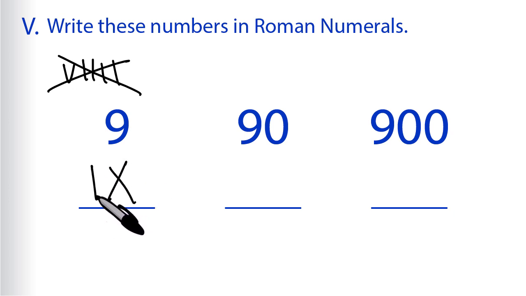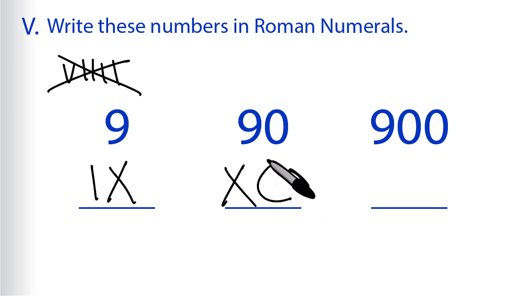And since the I comes before the X, and it's a smaller value than the X, it means we subtracted from the X. So it's 1 less than 10, which is 9. And then for 90, we do the exact same thing, but instead of subtracting 1 from 10, we subtract 10 from 100. So we have X, which is 10, and then C, which is 100, and that means 10 less than 100, because the X comes before the C.